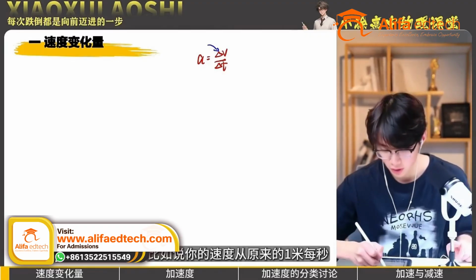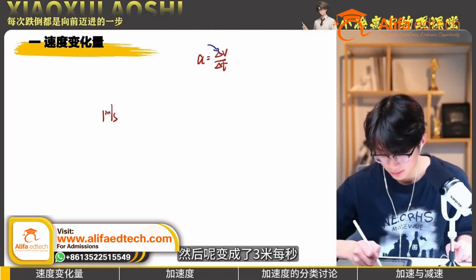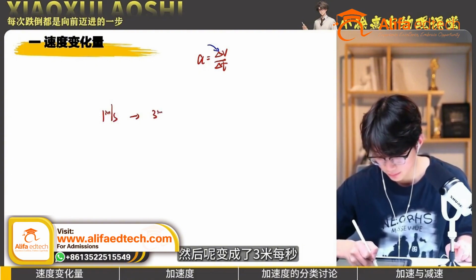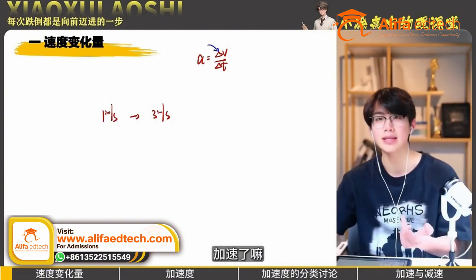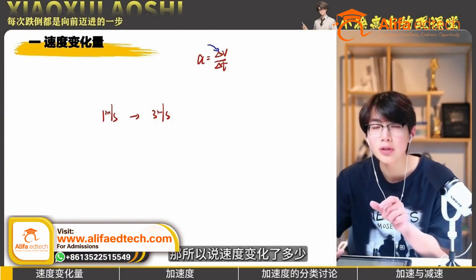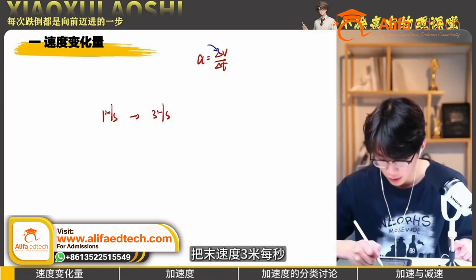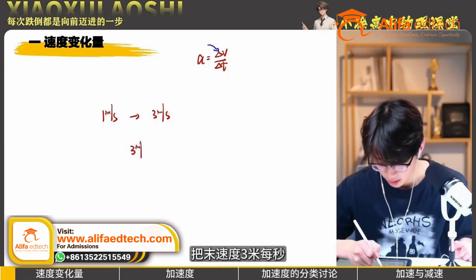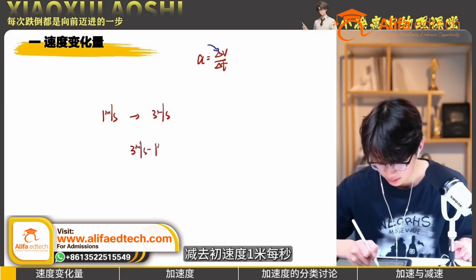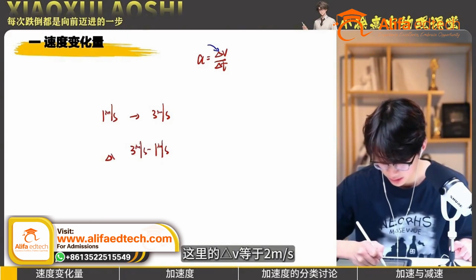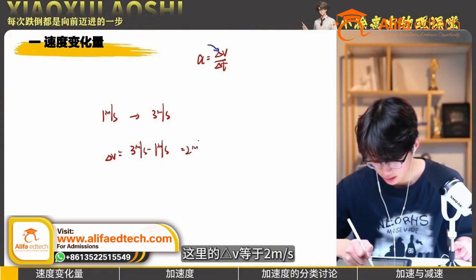For example, say your velocity changes from 1 meter per second and then becomes 3 meters per second. So the velocity increased, right? It accelerated. So how much did the velocity change? What is the change in velocity? It's very simple. Just take the final velocity, 3 meters per second, and subtract the initial velocity, 1 meter per second. And there you have it. The delta v here is equal to 2 meters per second.